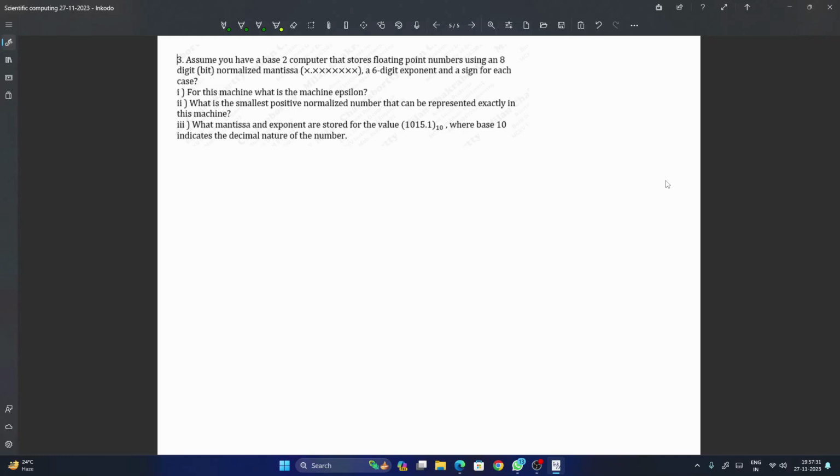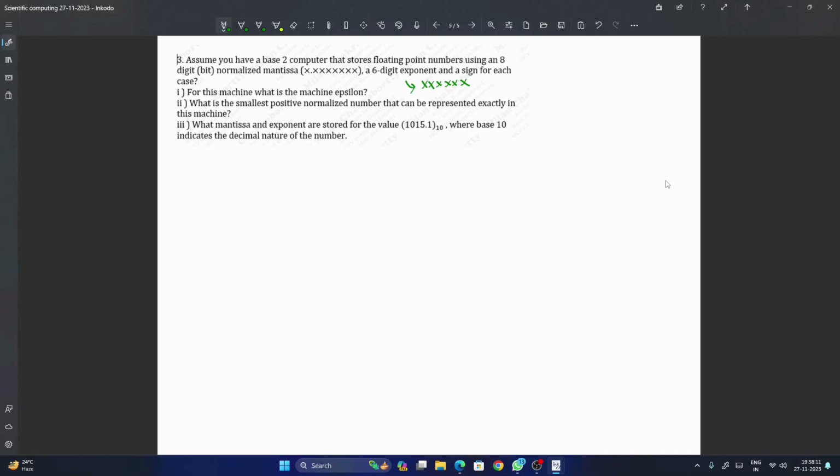Here it says to assume you have a base 2 computer, that means a binary computer, that stores floating point numbers using 8 digits, that means an 8-bit normalized mantissa. So the format is x.xxxxxxx. It has 8 bits total, so 1 bit before the decimal point and 7 bits on the right-hand side, and a 6-digit exponent. That means you can again assume it as xxxxxx. Total 6 boxes will be there, and a sign for each case.